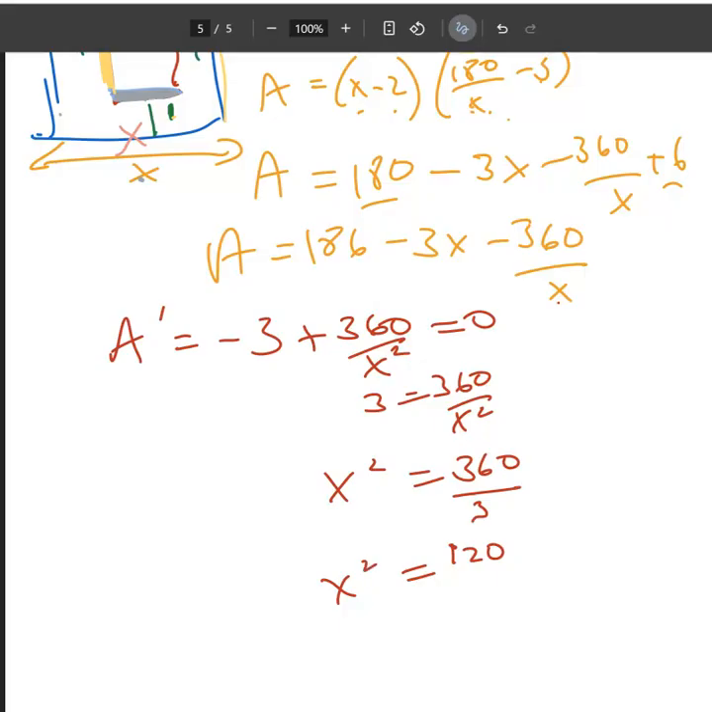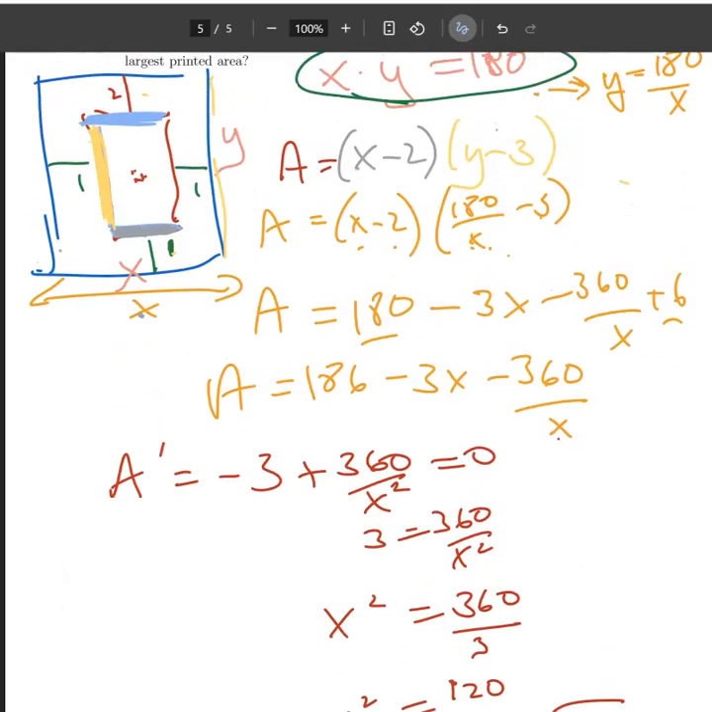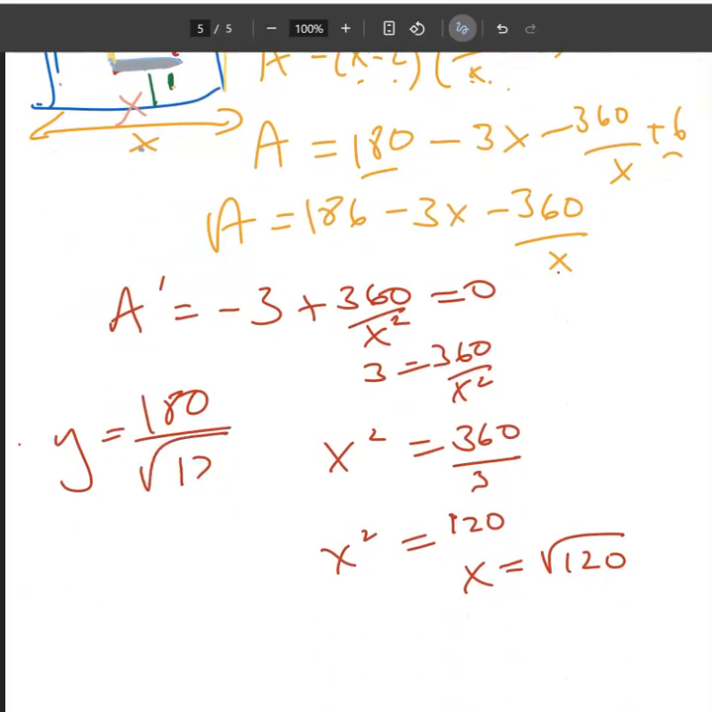Then we would just take the square root, right? So now I'd get x is equal to the square root of 120. And then in order to find the y, I would plug it back into here. So y would be 180 over the square root of 120.